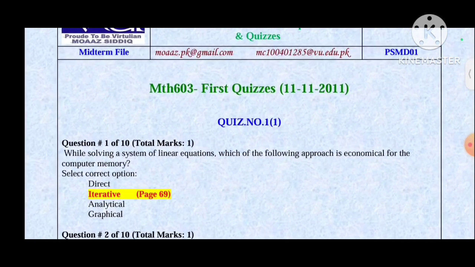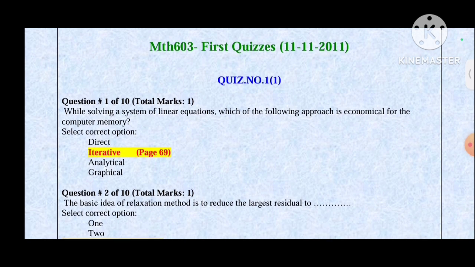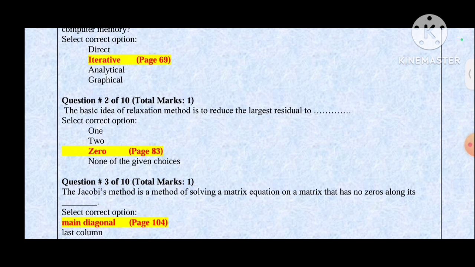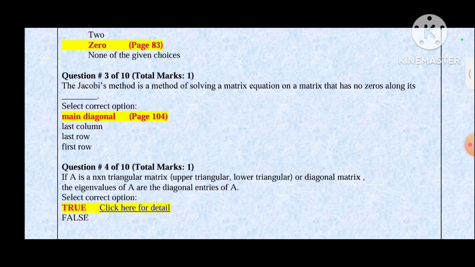While solving a system of linear equations, which of the following approaches is economical for the computer memory? Iterative. The basic idea of the relaxation method is to reduce the largest residual to 0. Jacobi's method is a method of solving a matrix equation on a matrix that has no zero along its main diagonal.